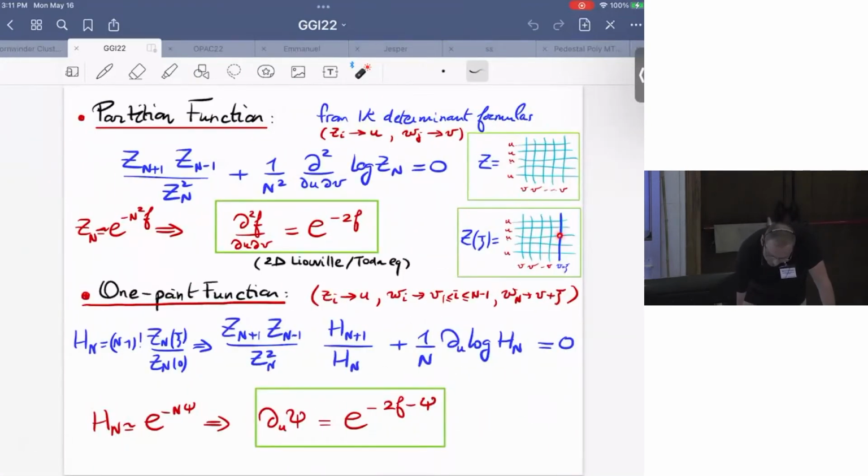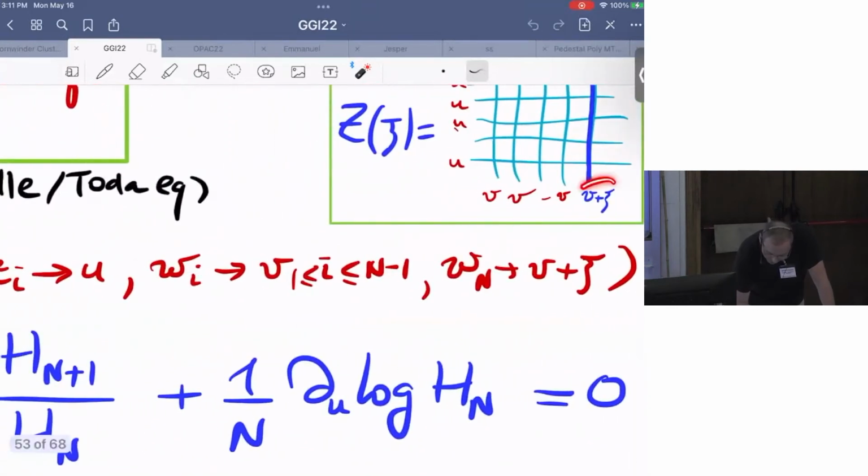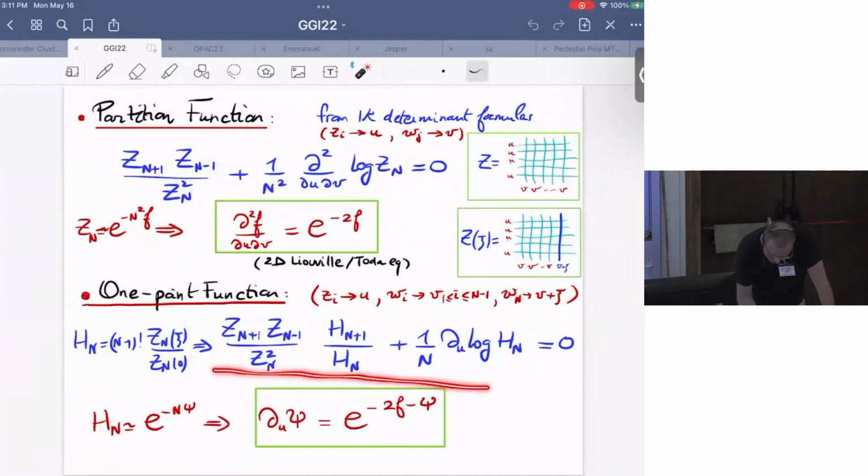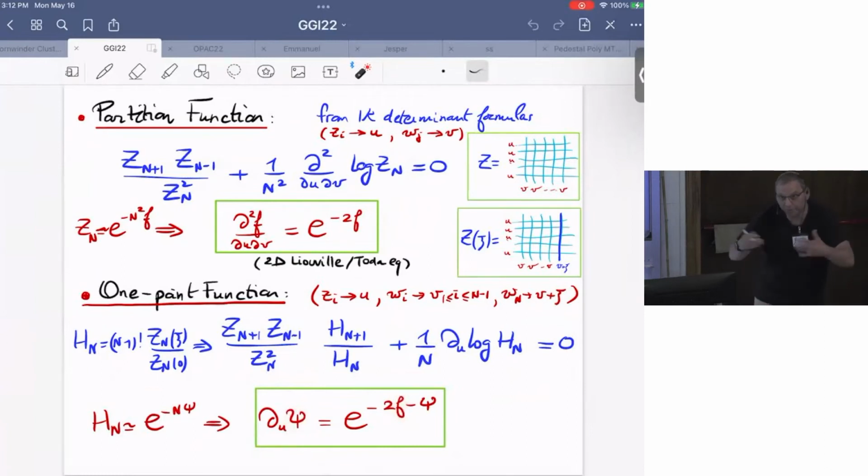You remember I needed to be able to fix the exit point somewhere along this line. So I just change the value of the spectral parameter on the right here. And by doing that, using the same equation, I get a relation between the one-point function h and the partition function, which you can also write down in the limit. And then you just have to integrate to get this unknown function psi in terms of the function f. Okay, so it's quite systematic and easy.